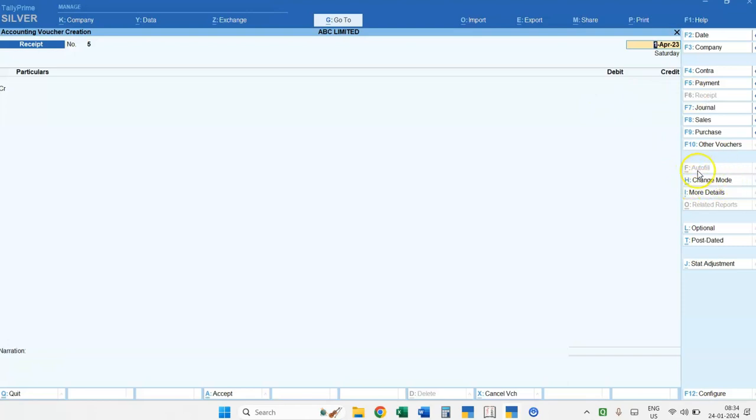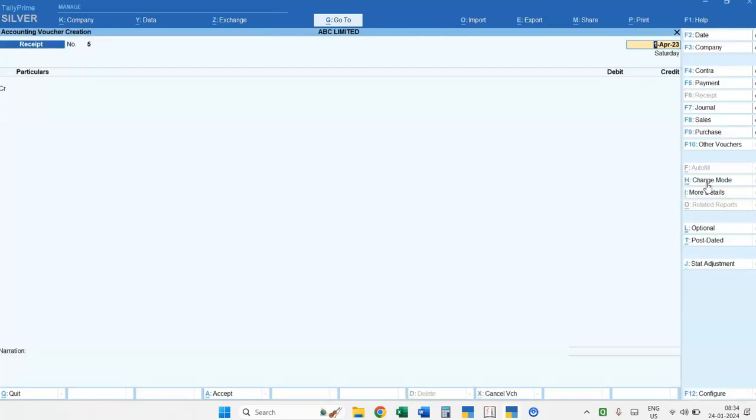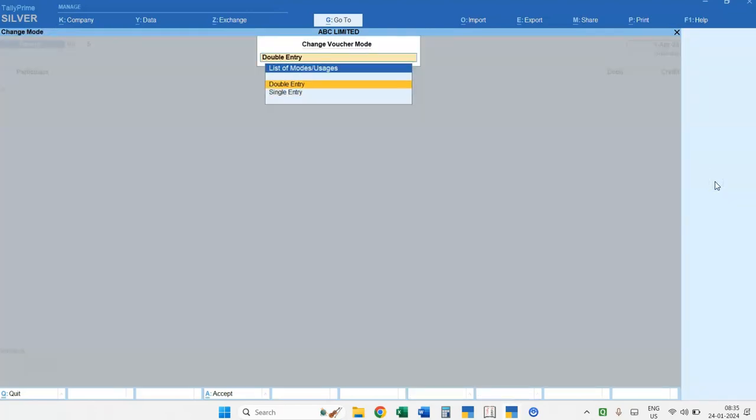Here you will find the change mode. Even if you press Control plus H on your keyboard, this change mode opens, or you can also select the change mode option from the right hand side. Here two options are appearing, the double entry mode and the single entry mode. We have already discussed the double entry mode transaction when we discussed the receipt entry, payment entry or the contra entry. Right now we are discussing the single entry mode. So I am selecting the single entry mode.